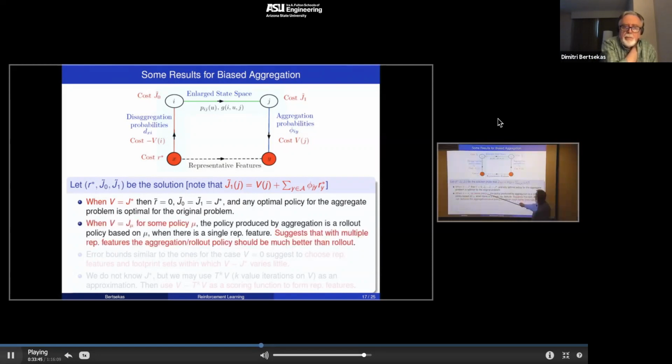Suppose you have some policy and you choose V to be the cost function of that policy, then you can apply this aggregation framework, and then you get something that looks like a rollout. In fact, if you have a single representative feature that maps to all the states here, it's going to be exactly the rollout algorithm. And this suggests that if you have multiple representative features, and therefore a more accurate approximation framework, then the aggregation policy is going to be much better than rollout.